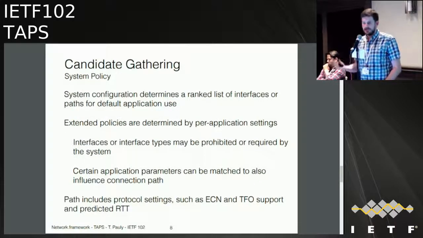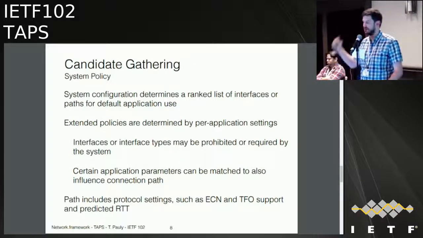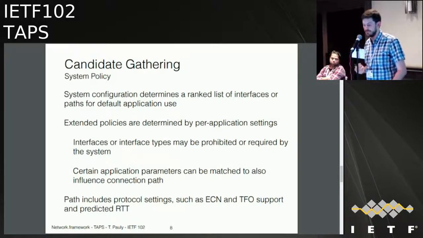Looking into how that system policy actually works, the system configuration itself determines a ranked list of the interfaces that are allowed to be used for default internet traffic. So generally this is going to be, if you have Wi-Fi and cell available, Wi-Fi and cell, but it could also be a VPN interface, and we can list all of the different default routes you have. And those could all potentially show up in your path.